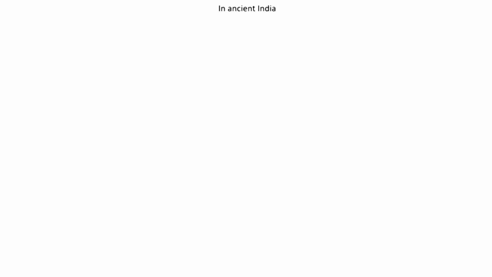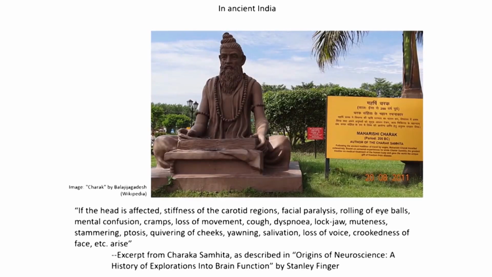In ancient India also, people thought about the brain. One of the first descriptions is found in Charak Samhita, which is a book composed by Charak. Some of you might be familiar with him. He's also known as the founder of the Indian medicine or Ayurveda, and lived around 200 BC. So in one of his writings, Charak wrote that if the head is affected, stiffness of the carotid regions, that is the neck regions, facial paralysis, rolling of eyeballs, mental confusion, cramps, loss of movement, and these various other problems arise. So basically he was also able to infer that the head or the brain is somehow involved in the control of these various functions of the body.